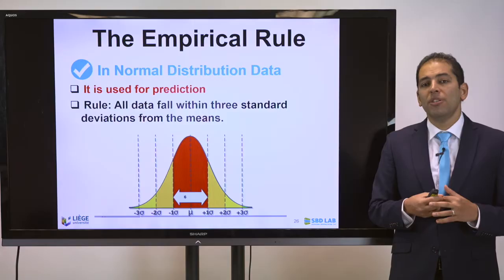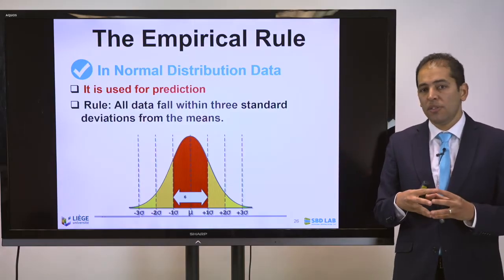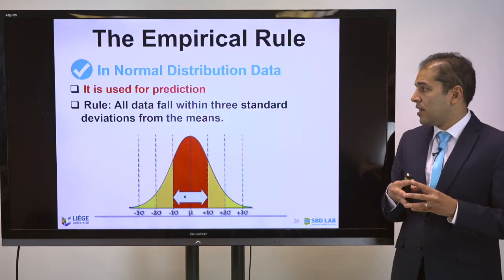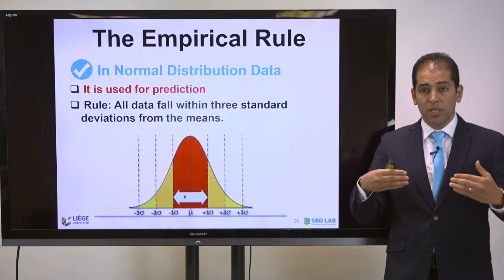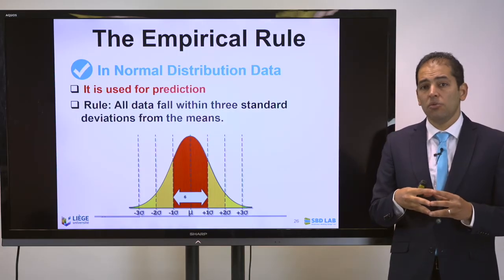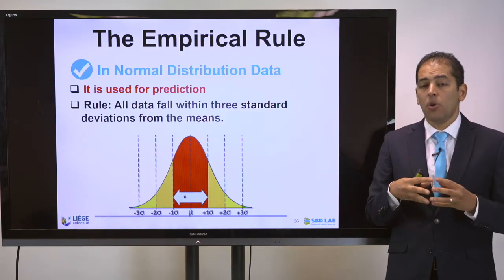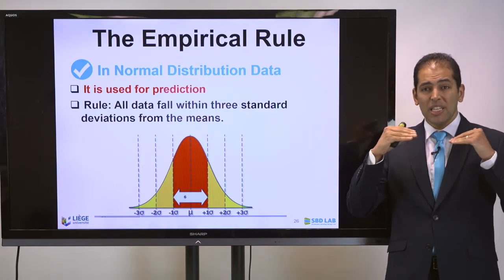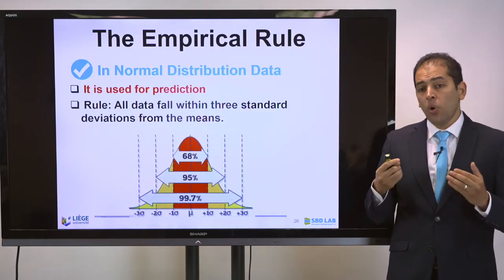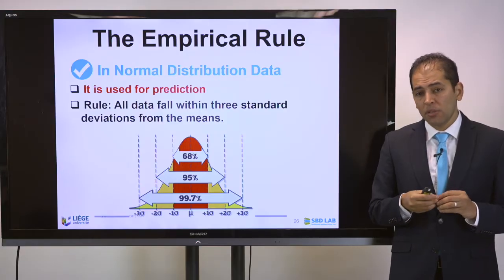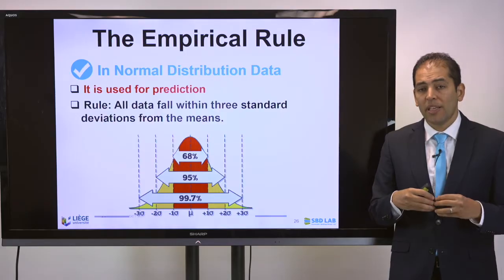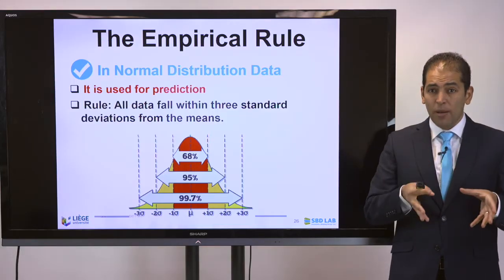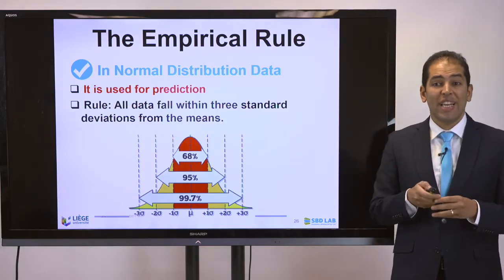Also, we can start to segment our standard deviation. So what we do here is use normal distribution data, and it is used for prediction because this allows us to predict, and we have a rule of thumb that says all data fall within 3 standard deviations from the mean. So we have 3 categories that we use: the 99.7%, the 95%, and the 68%. And we always try to make sure which of those ranges our sample falls in.